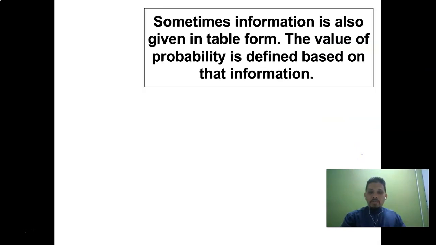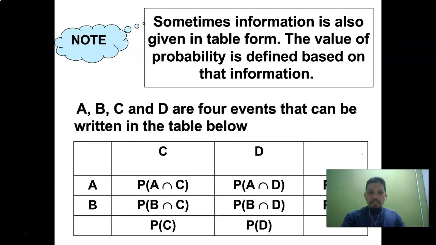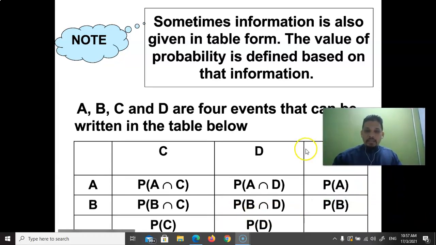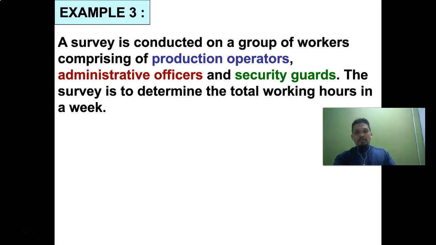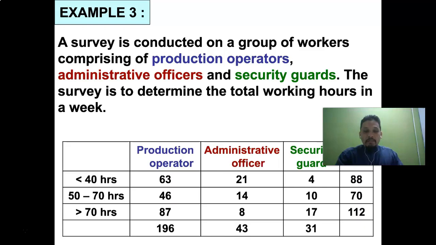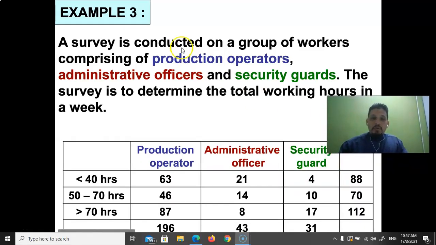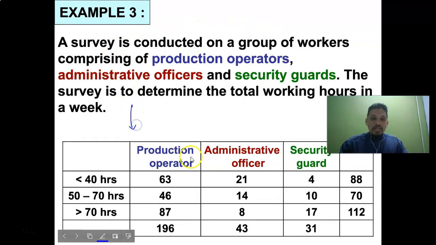Sometimes information is also given in table form. The value of probability is defined based on that information. So let A, B, C, and D be 4 events that can be written on the table here. A survey is conducted on a group of workers comprising production operators, admins, officers, and security guards. The survey is determined by the total working hours in a week. So from all the information in this statement, we present it clearly in this table.